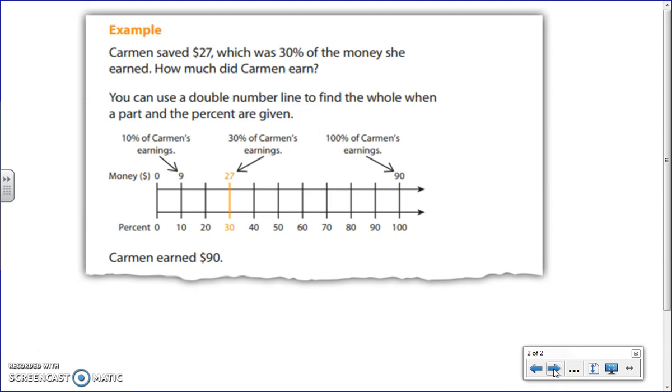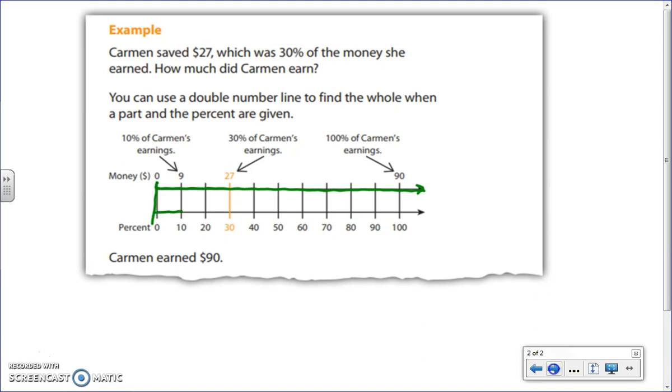So in order to solve this problem, the best way that I would say at this point with what we know already would be to make a double number line. And again, I would say that if we divide it into increments of 10%, then it's going to be the easiest to calculate what we need to find out. So I'm looking here at the double number line that is set up for us, and I'm comparing the amount of money to the percent.